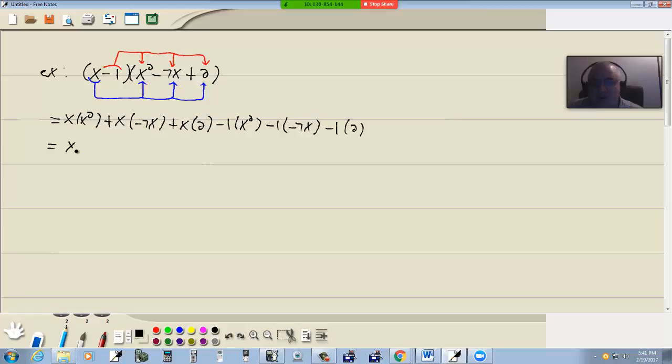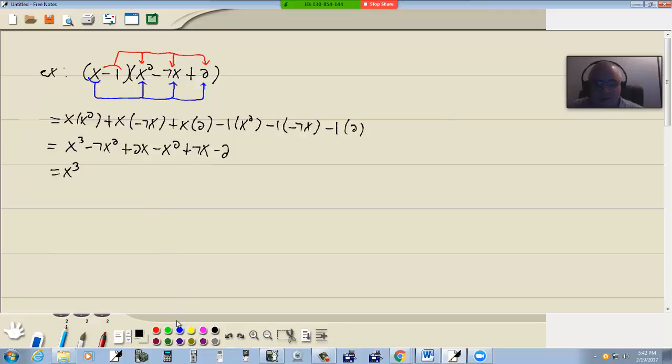X times x squared is x to the third. X times negative 7x is negative 7x squared. X times 2 is 2x. Negative 1 times x squared is negative x squared. Negative 1 times negative 7x is positive 7x. And negative 1 times 2 is negative 2.